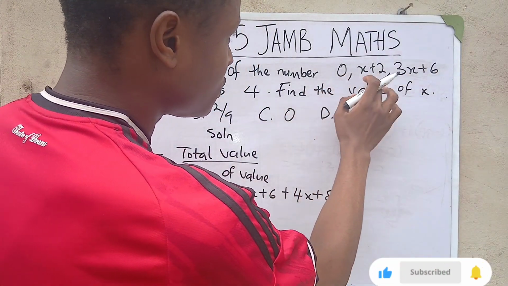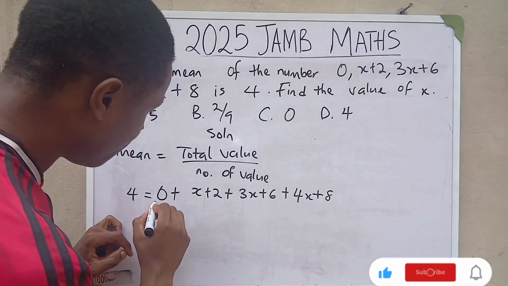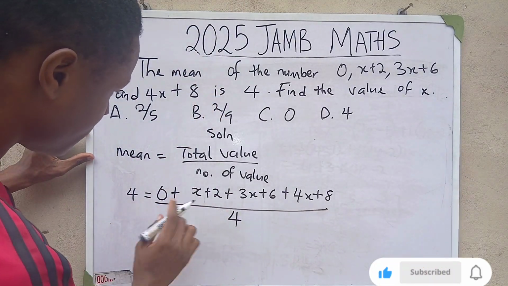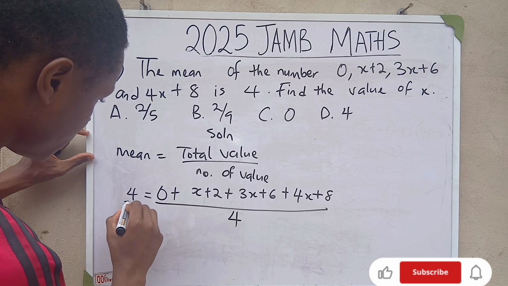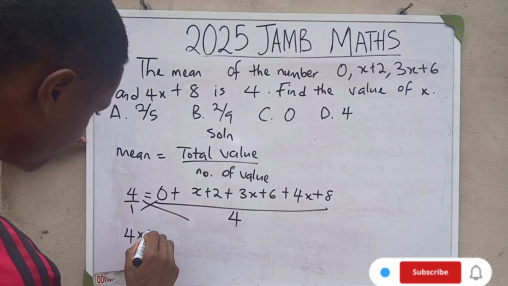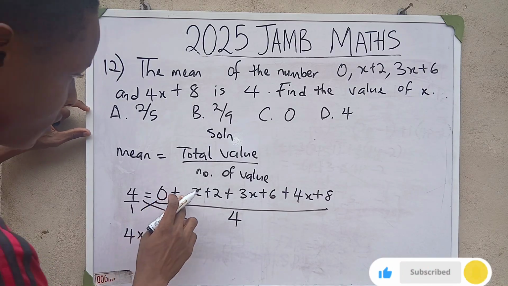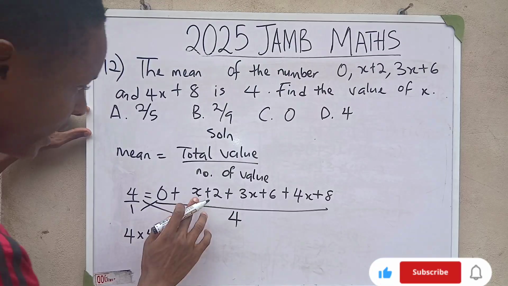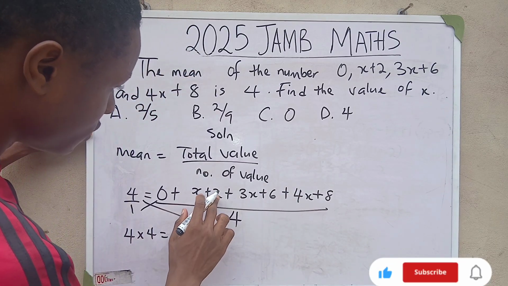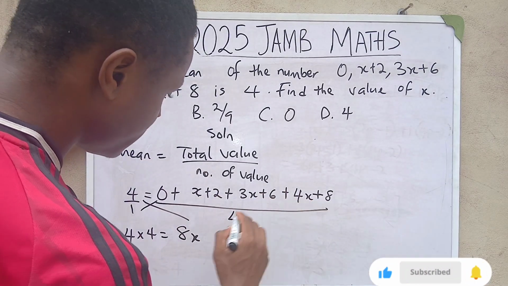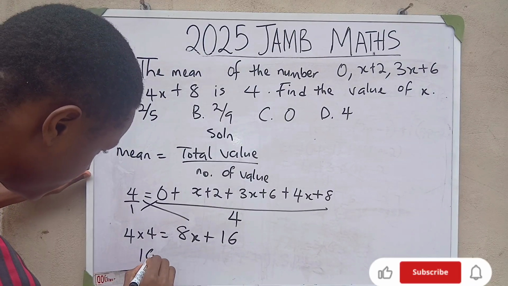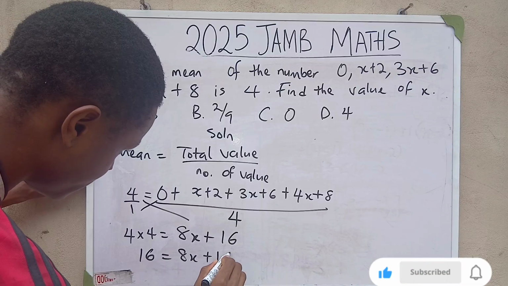So we have 1, 2, 3, 4. So we have 4 values. So all over 4. So 4 times 4, we cross multiply. So 4 times 4 is equal to 0 plus, now we collect like terms here. x plus 3x plus 4x is 8x. 2 plus 6 plus 8 is 16. So we have 16 is equal to 8x plus 16.